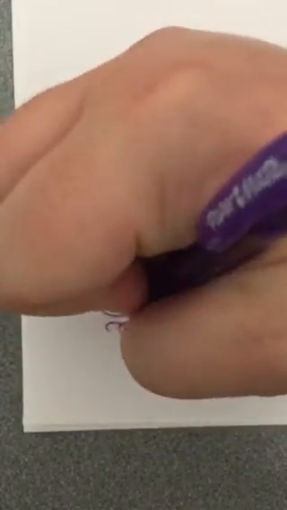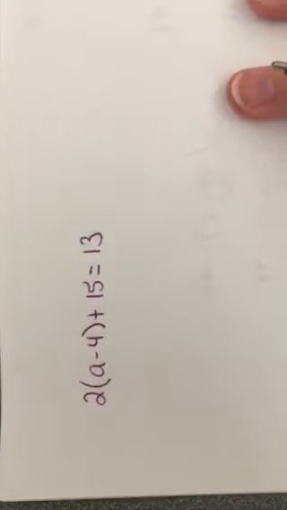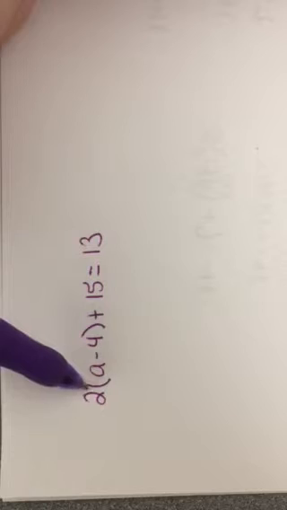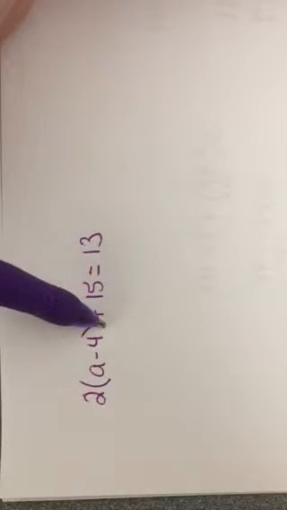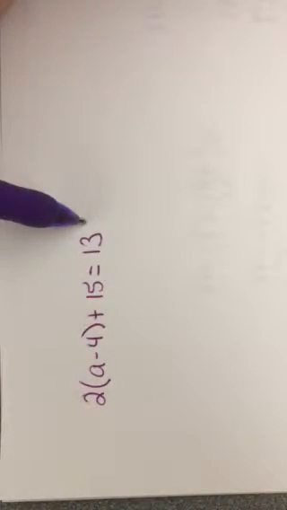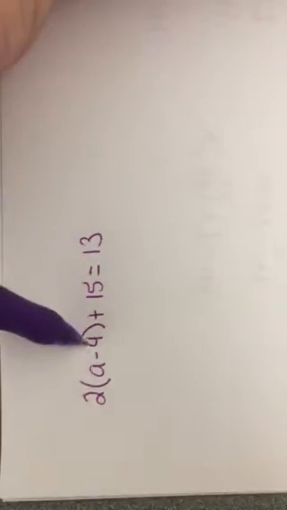Now, I want to show you one where you're going to have to use the distributive property. All right, so let's look at this one. On this one, you see that you have the 2 sitting outside the parentheses. So we're going to have to use our distributive property here before we can simplify really anything else. Well, technically you could subtract the 15 first if you wanted to, but I don't want to. So we're going to do our distributive property first.